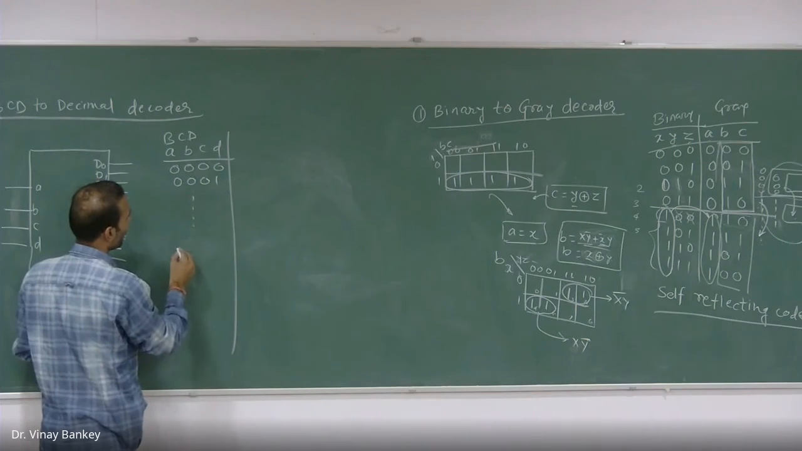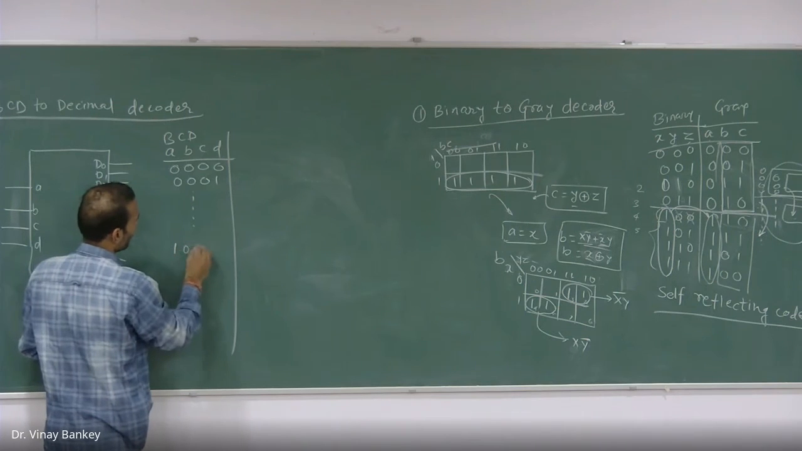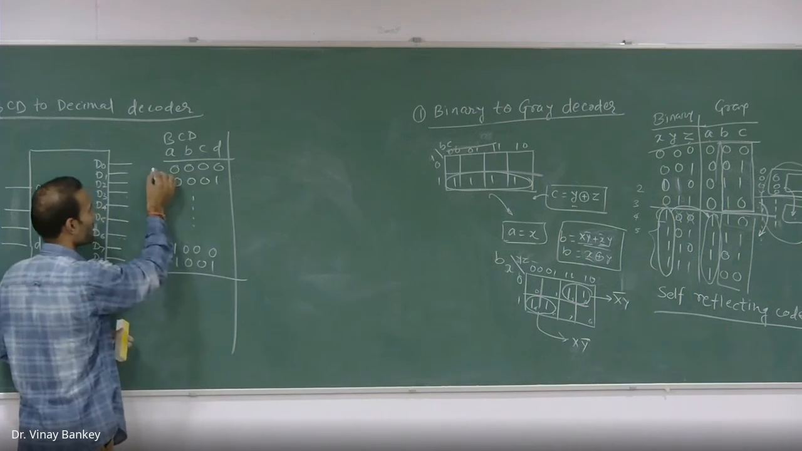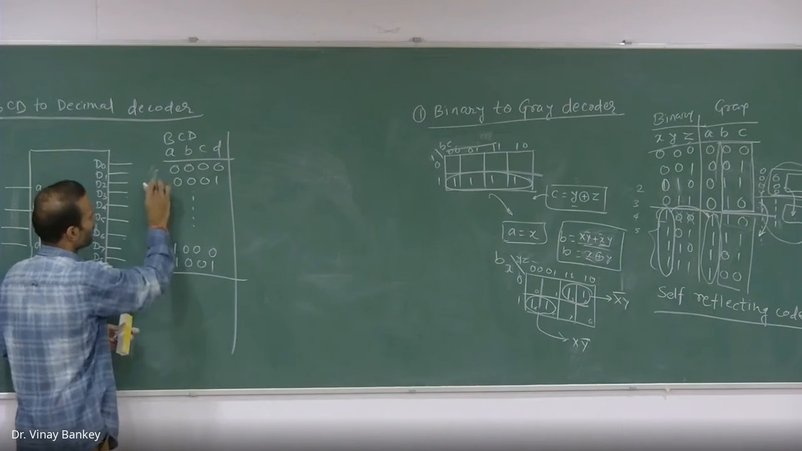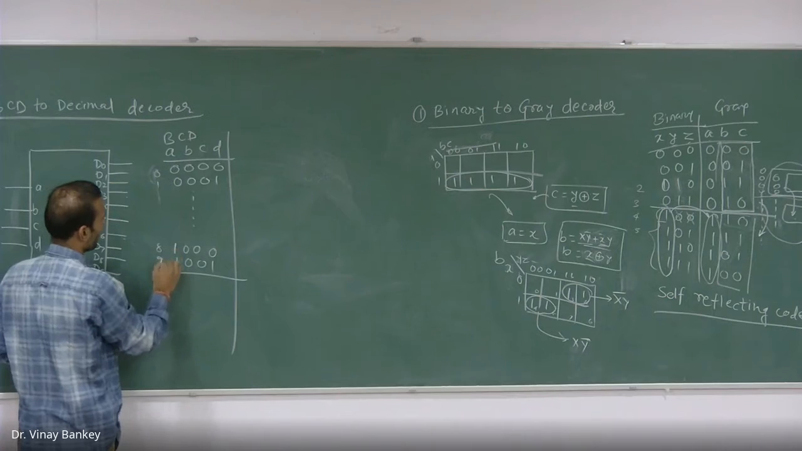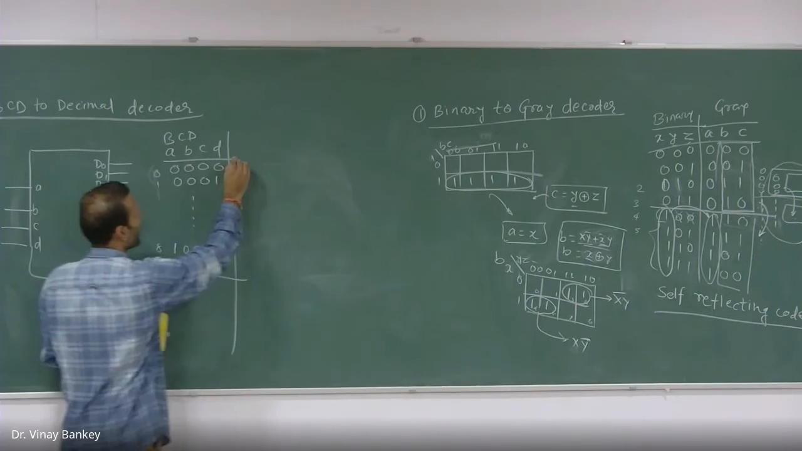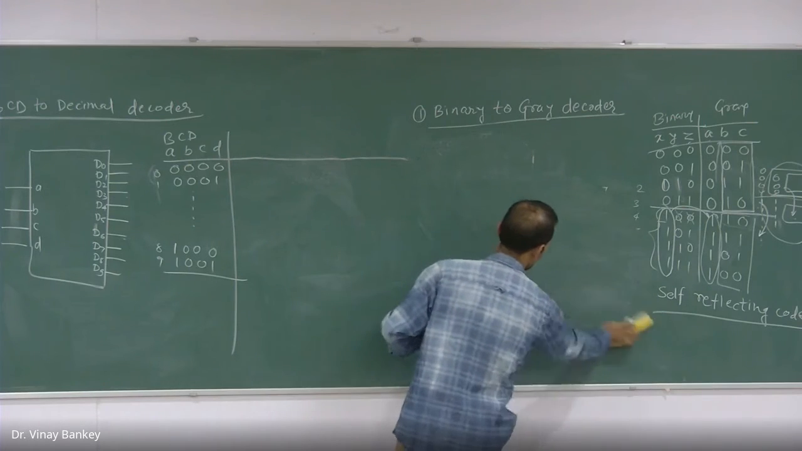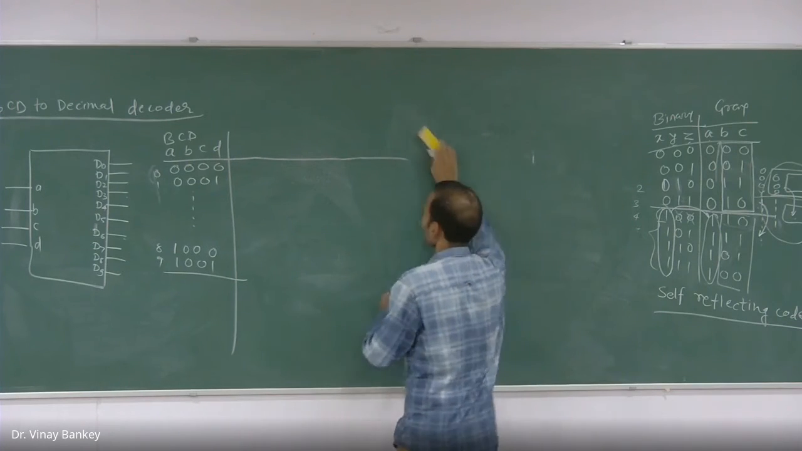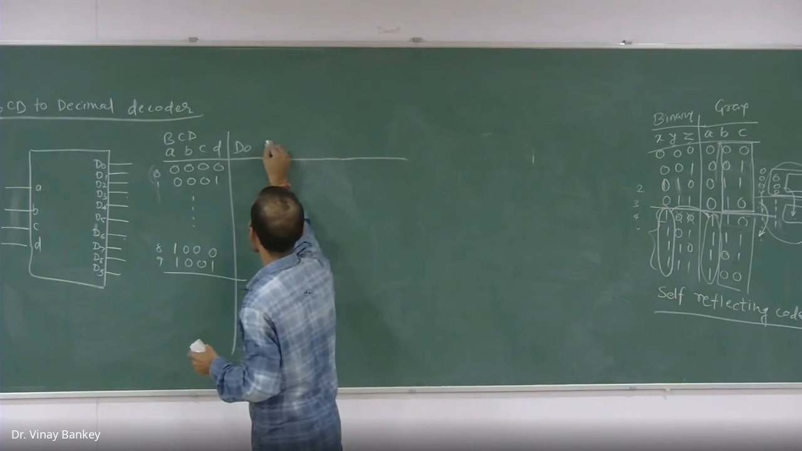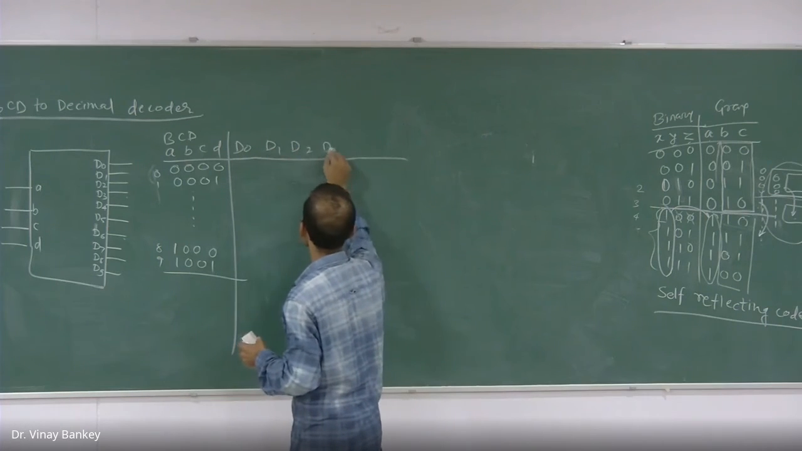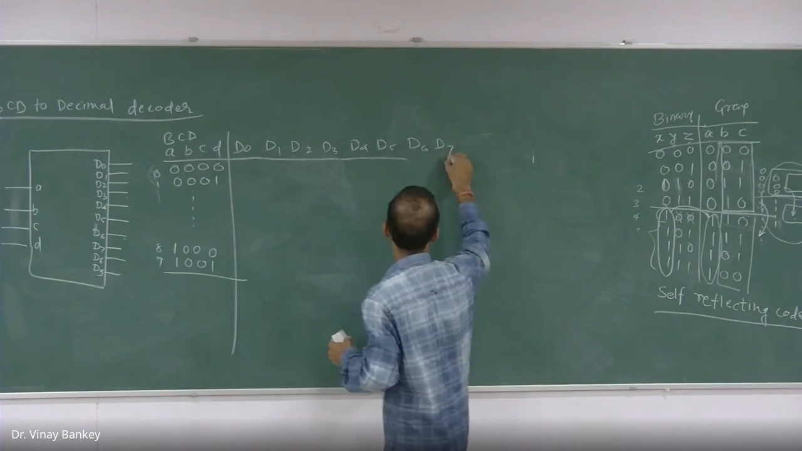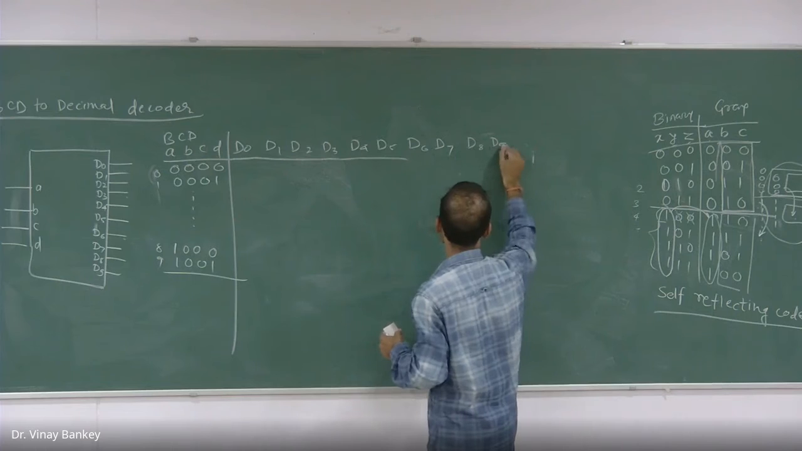All the way till 1, 0, 0, 0 and 1, 0, 0, 1. So this represents 0, 1, 2, up to 8 and 9 in the decimal. And here you have outputs. So you have 10 outputs: D0, D1, D2, D3, D4, D5, D6, D7, D8, and D9.